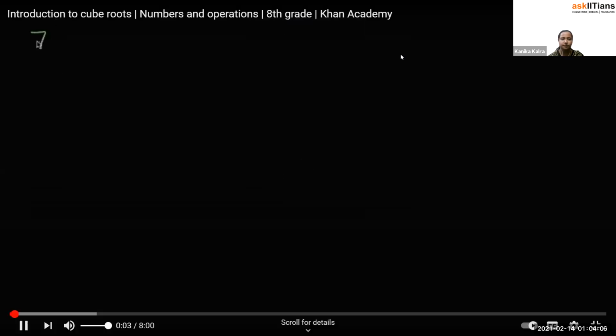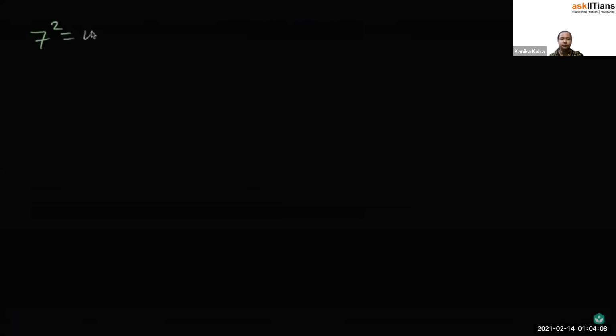Example, if I were to tell you that 7 squared is equal to 49, that's equivalent to saying that 7 is equal to the square root of 49. The square root essentially unwinds taking the square of something. In fact, we could write it like this.